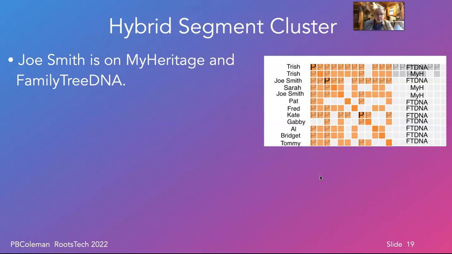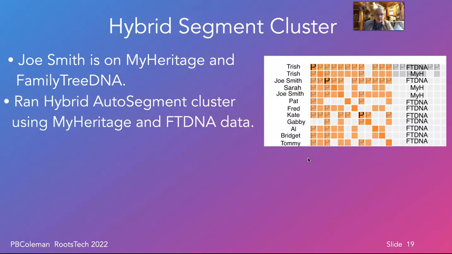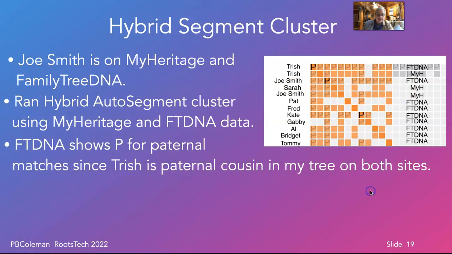I also ran the hybrid cluster because Joe was on both MyHeritage and Family Tree DNA. And so here's the hybrid segment cluster using that data. Trish is on both sites also. I've labeled on the right which of the two sites the matches were found. And it turns out that Trish and Joe are both on MyHeritage and Family Tree DNA, and Sarah is the only other person from MyHeritage.